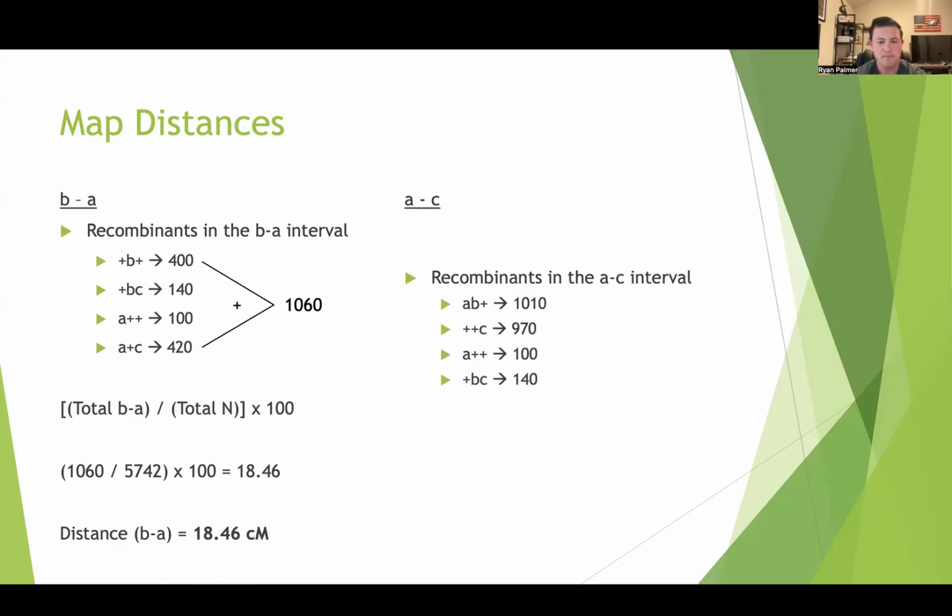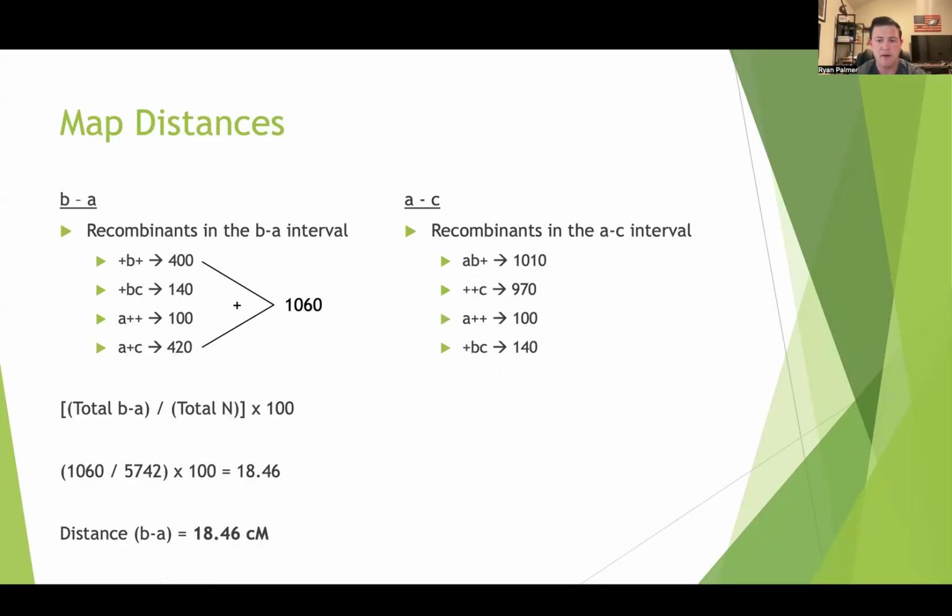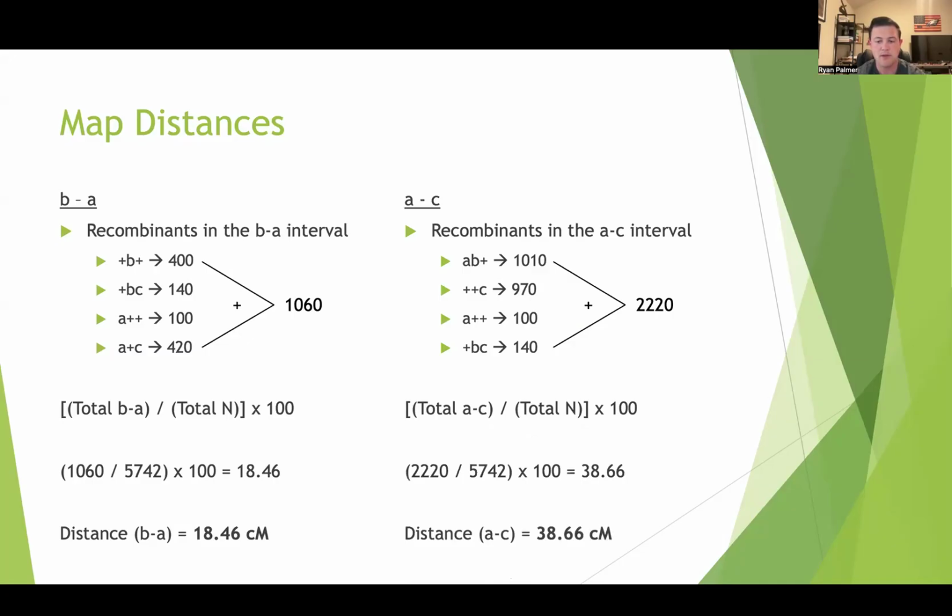And now we have A to C. Same idea. Find all recombinants at the A to C interval to include your double crosses, which also contain an A to C recombination. We get the sum to be 2,220. Same idea for the equation. We have the total A to C recombinations over the total number of genotypes multiplied by 100. And we find that we get 38.66. So the distance between A to C would be 38.66 centimorgans, and there is a 38.66% chance that there will be a recombinant event between genes A and C.